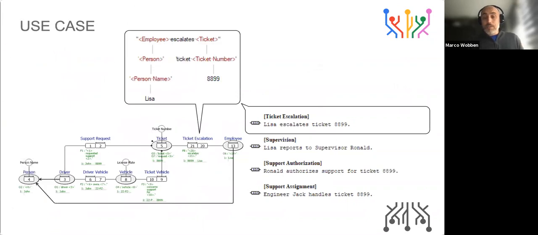So now Lisa doesn't decide on her own, so she has to escalate this ticket. She's on the phone, takes in the ticket, and then reports it to whoever is responsible for that. So Lisa escalates ticket 8899. Now we introduce something called an employee. Again, an employee is also a person, so I introduce another subtype.